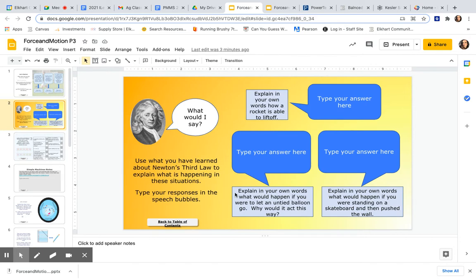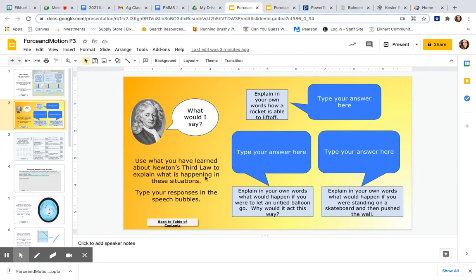words what would happen if you were to let an untied balloon go. Why would it act this way? You're going to put your answer here. Explain in your own words what would happen if you were standing on a skateboard and then pushed the wall. Type your answer here. This is all based on the third law.